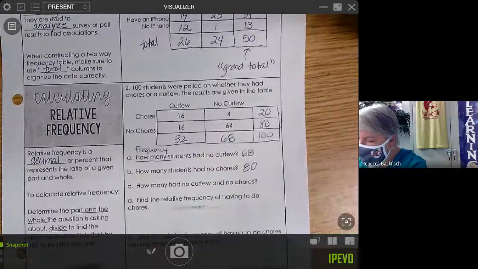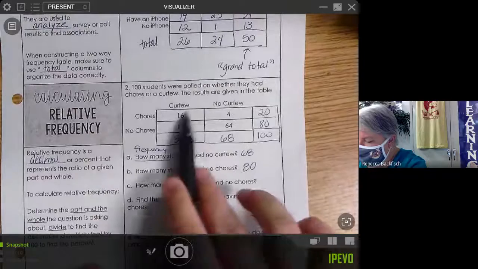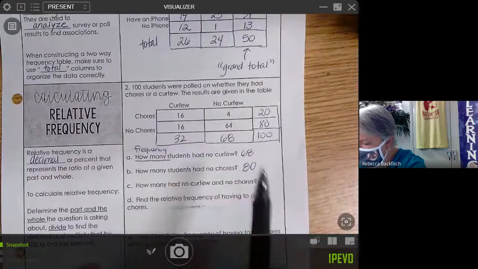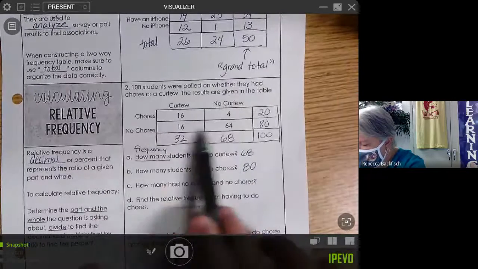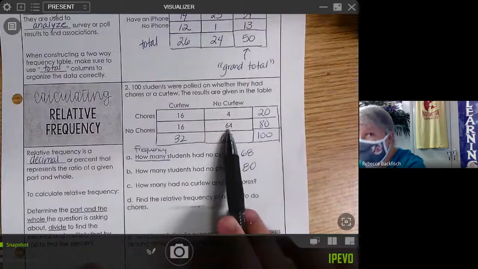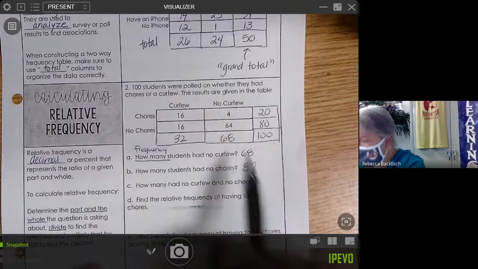How many had no curfew and no chores? So that's like an intersection of the two, like a row and a column. So no curfew meets no chores right here. So 64 students have no curfew and no chores.